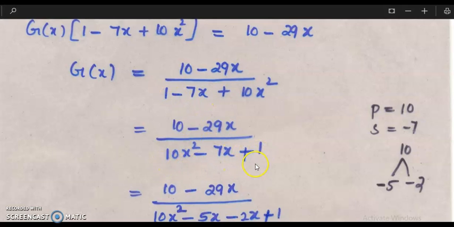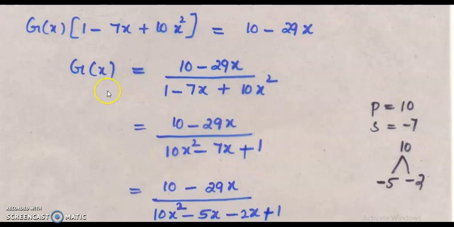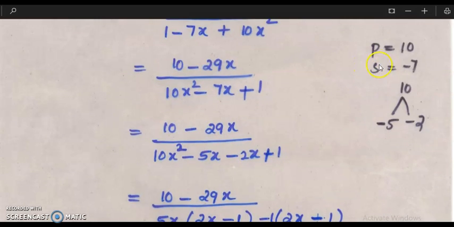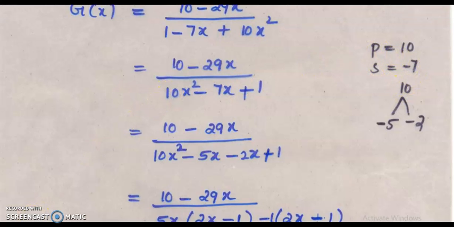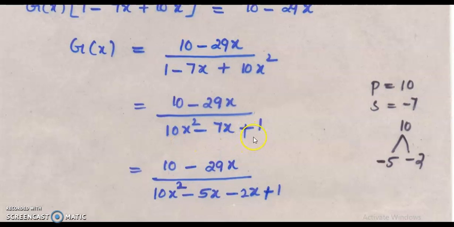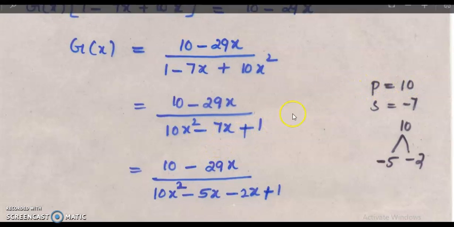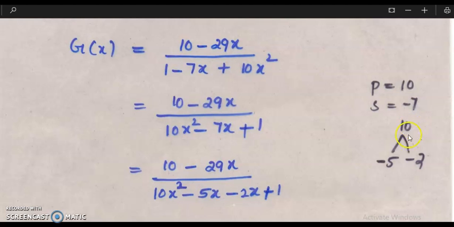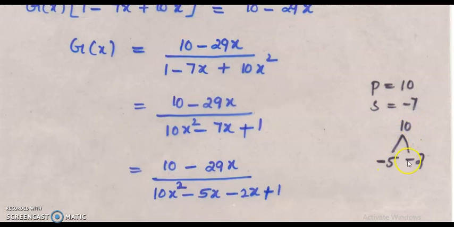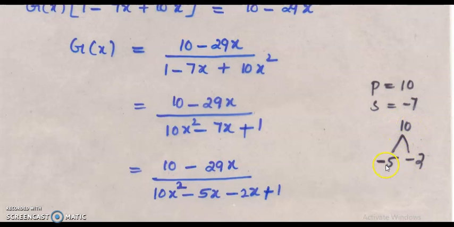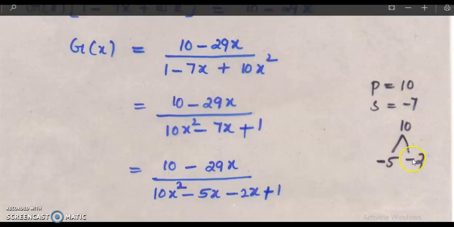Now you can factorize it. After finding g of x, we are going to apply the partial fraction method. So this 7x can be split, the product is making this into the factor form. As you know, take the sum and product. Product is 10 into 1, so product is 10. Sum is minus 7. Splitting 10 so that you get minus 5 and minus 2. So multiplying you get 10, and adding you get minus 7. Sum is minus 7.